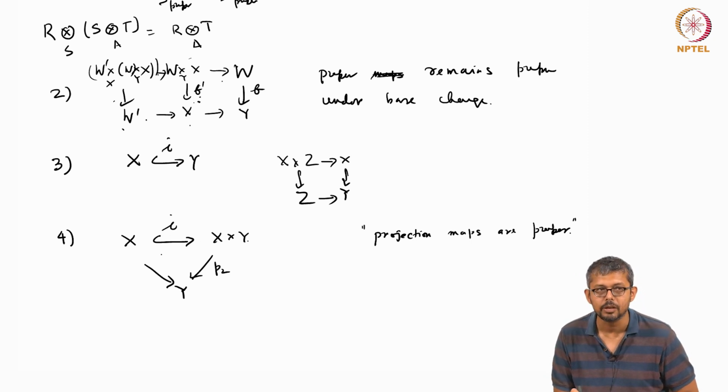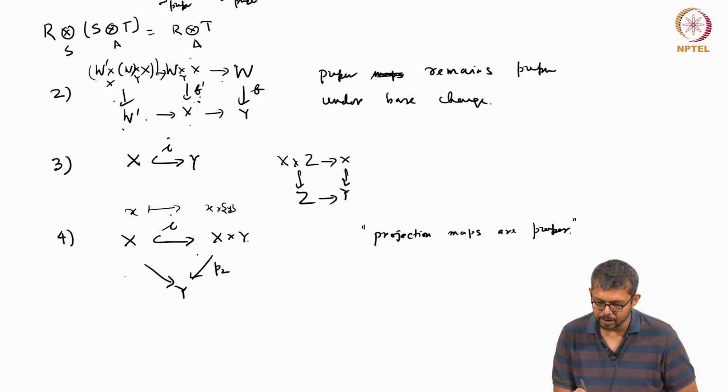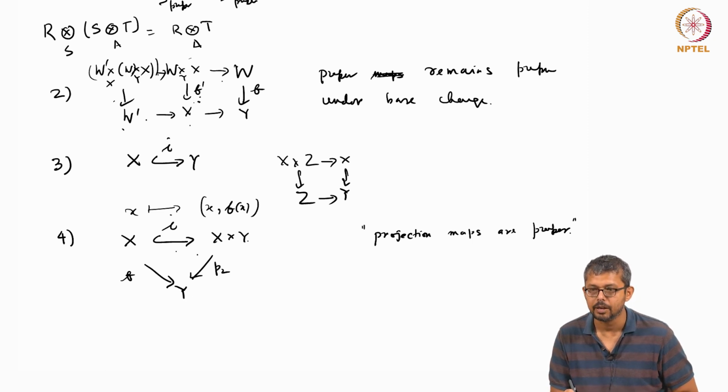So now projection maps are proper. I is an inclusion. This is a closed immersion, x to x cross y. You take x to some fixed point in y and send it to x cross y. This is a closed immersion, and composition of proper is proper. So that will say that x to, sorry, what I am writing, not x cross y, x cross x comma fx. Given a map x to y, I embed x into x cross y. You take the graph. This is a closed immersion.